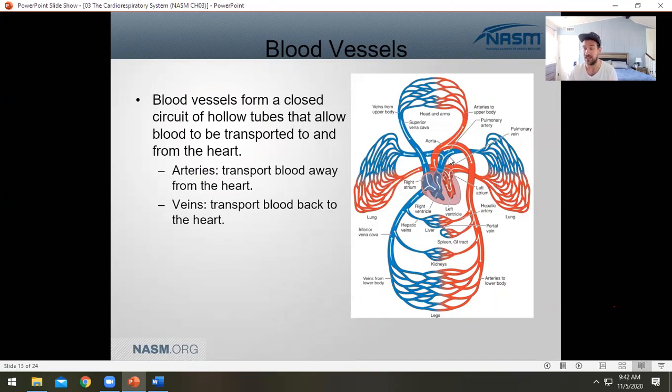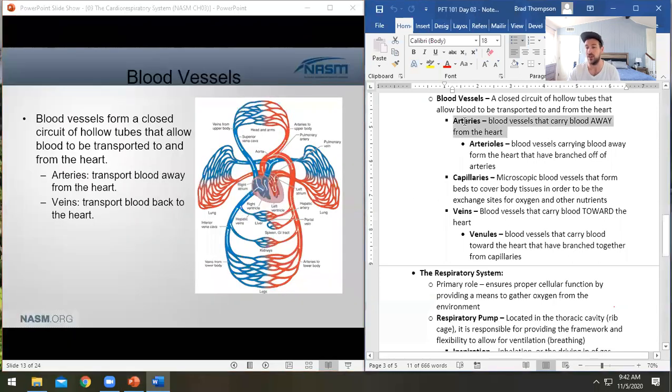Then you've got veins, and veins are the opposite of arteries. Instead of traveling blood away from the heart, veins are going towards the heart. And so that's sort of how we want to look at this. We got arteries, which travel blood away from the heart, and we got veins, which travel blood to the heart.